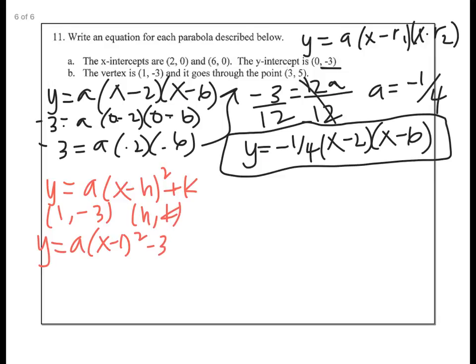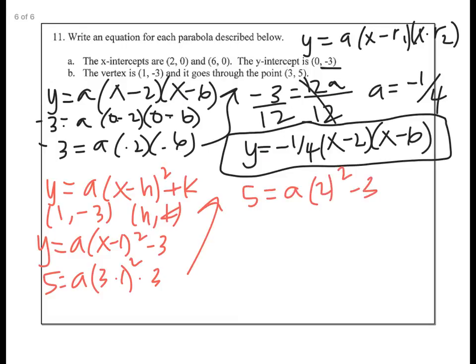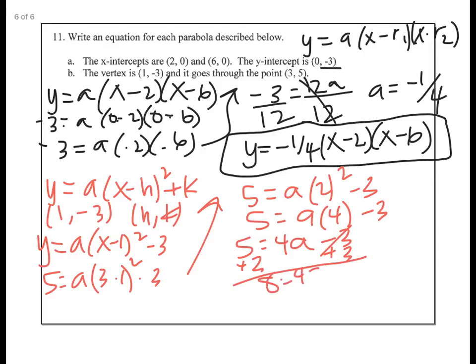And now I just have to solve for a, which is where the other point comes into play. So I get 5 is equal to a times 3 minus 1 squared minus 3. Simplify your parentheses. So I get 5 is equal to a times 2 squared minus 3. Next I have to take care of the exponent, so I have 5 is equal to a times 4 minus 3. Remember the 4 and the a are multiplying. So this is where I like to switch that 4 in front of a to remind myself that the 4 and the a are stuck together right now. Now I can add 3. 8 is equal to 4a. I would divide by 4, and I get a is equal to 2.